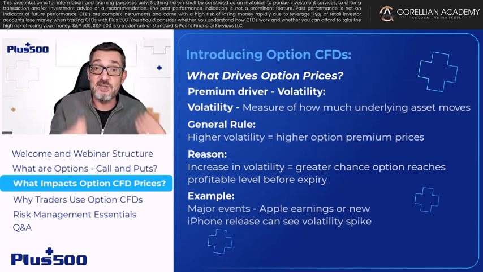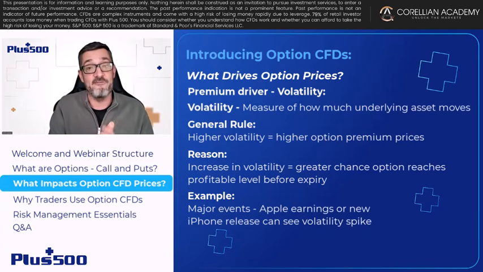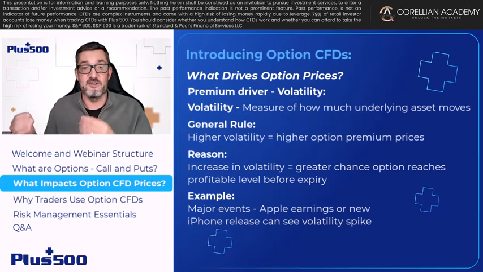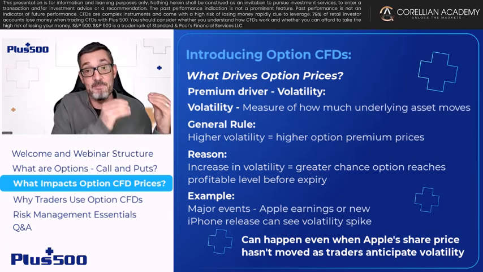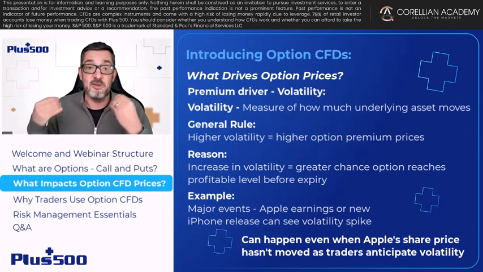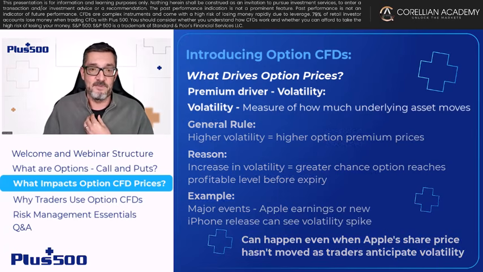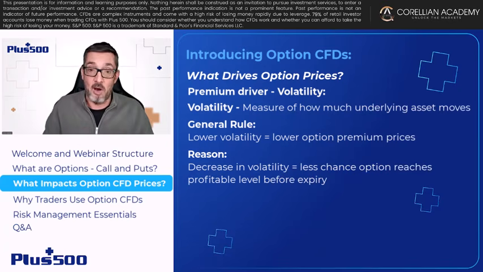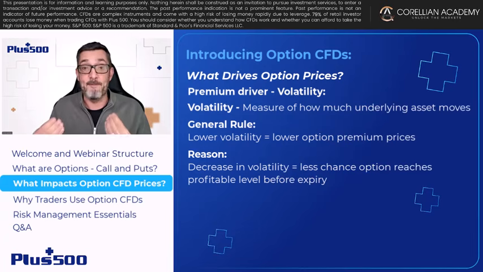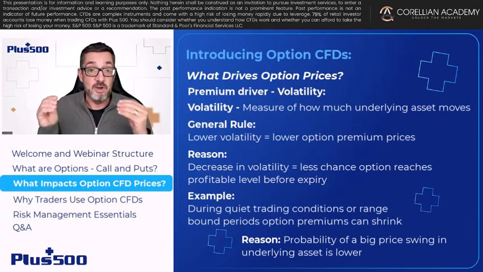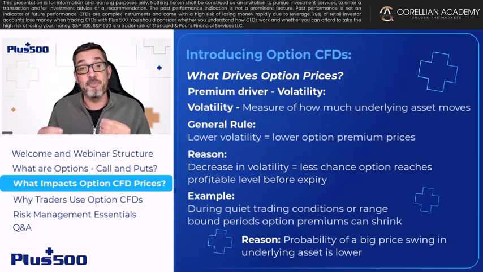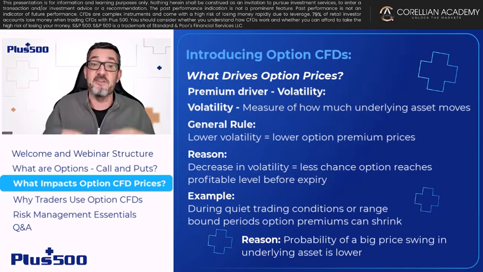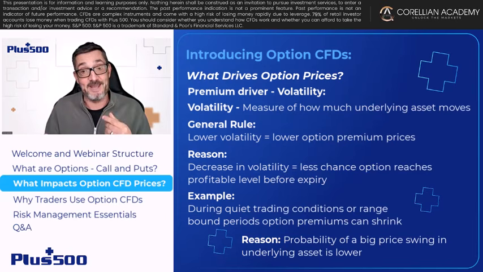As an example, before major events like an earnings announcement or new iPhone release from Apple, volatility often spikes. Even if the share price hasn't moved yet, option premiums rise because traders expect a big move. Conversely, lower volatility equals lower premium prices, as when volatility falls, the market is calm and there is less chance of a big move, and in this environment, options can become cheaper. So, during quiet range-bound periods, option premiums can shrink because the probability of a meaningful price swing in the underlying asset is lower.